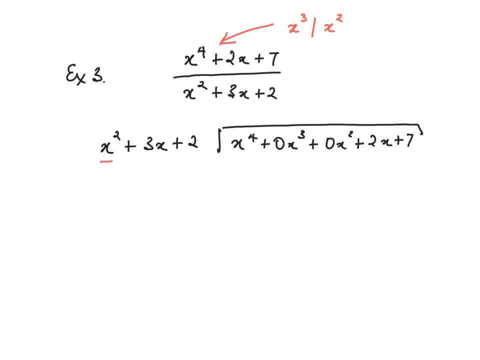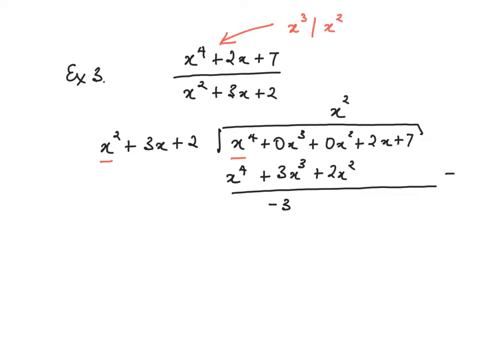So what do I multiply x squared by to get x to the power of 4? I multiply by x squared, so I'll put the x squared here. X squared times x squared is x to the power of 4. X squared times 3x is 3x cubed. X squared times 2 is 2x squared. Subtract. x to the power of 4, take away x to the power of 4 is 0. 0 minus 3, that gives us minus 3x to the power of 3. 0 take away 2, plus 2x plus 7.